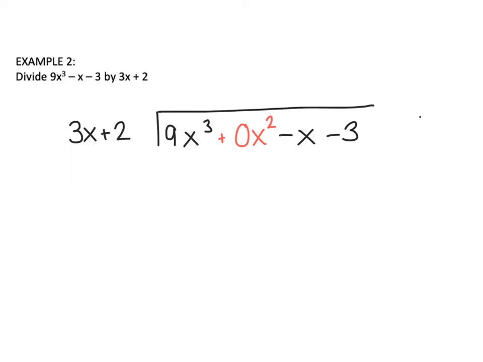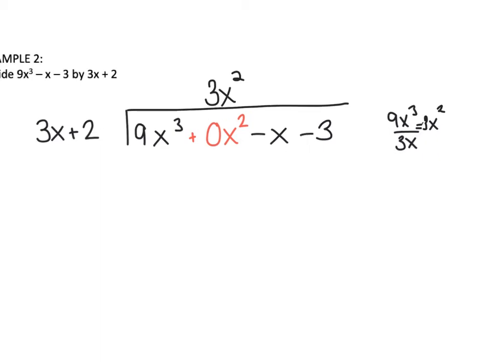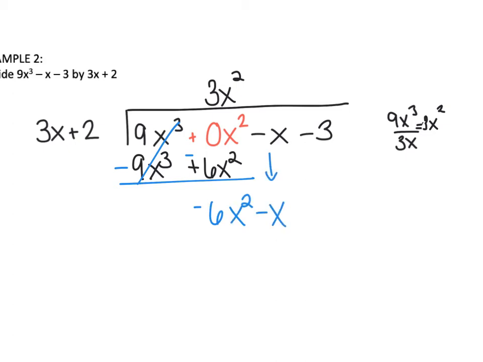Again, I begin by asking myself, what is 9x cubed divided by 3x, or how many times does it go into it? And that would be 3x squared times. So I write that above my 0x squared, and now I multiply. 3x squared times 3x is 9x cubed. 3x squared times 2 is plus 6x squared. Now I need to subtract. So I change the signs on the second row, and I add. Gives me negative 6x squared, and I bring down the negative x.